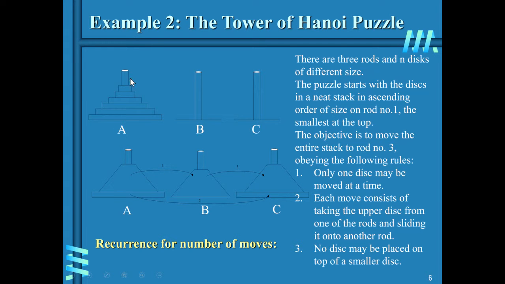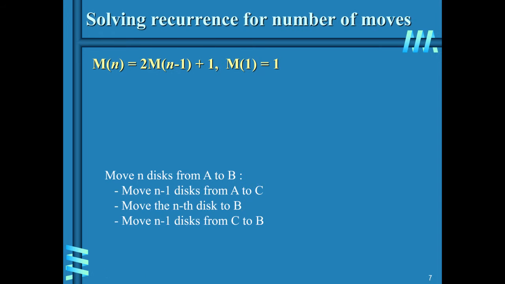Right? So this task can be broken into 3 steps. First step, move n-1 disks from A to B. Second step, move the last disk from A to C. And third big step, move n-1 disks from pole B to pole C. You follow the same procedure. The recursive function is as follows: M(n) equals 2 times M(n-1) plus 1, M(1) equals 1.